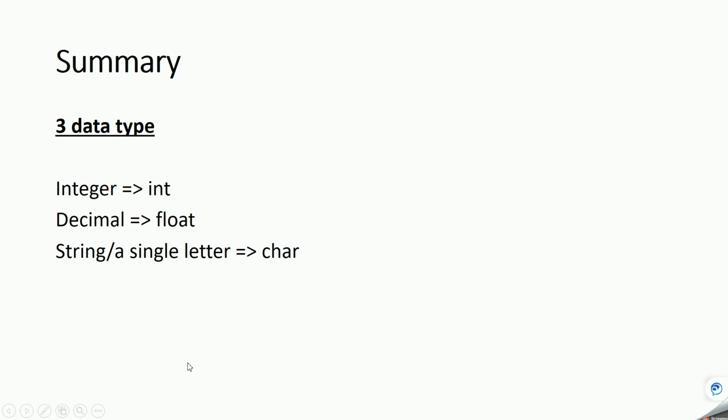Okay, so in this video we learned three data types that are derived from maths. If you have an integer number like 2, 3, 4, we use the int data type. If you have a decimal number like 2.3, 3.4, or any decimal number, you use the float data type. And if you have a sequence of characters or a single character, you use char.